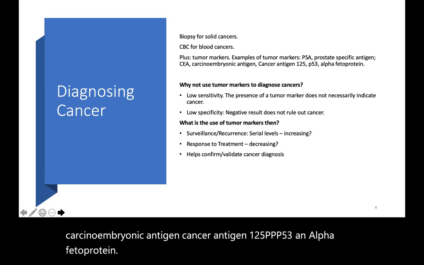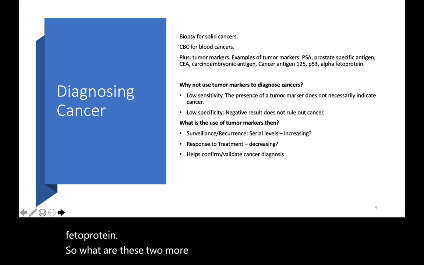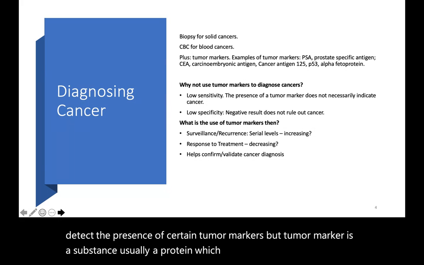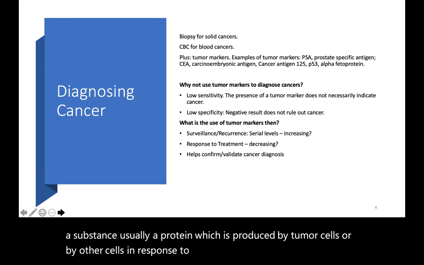So, what are these tumor markers? Blood tests are performed to detect the presence of certain tumor markers. A tumor marker is a substance, usually a protein, which is produced by tumor cells or by other cells in response to the presence of a tumor.